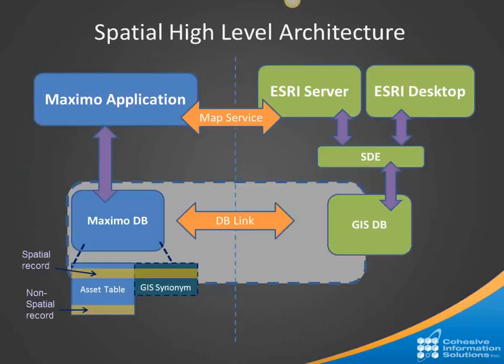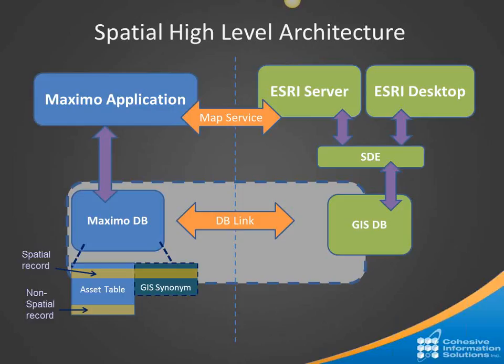Okay. On the next slide, I want to go into a little bit more detail of what the spatial product is doing and how it's achieving that link. There are really two data streams of information that spatial connects. On the bottom of the screen, you see I've got a DB link, and so my Maximo database and my GIS database live in just a normal database management system like Oracle, DB2, or SQL Server.